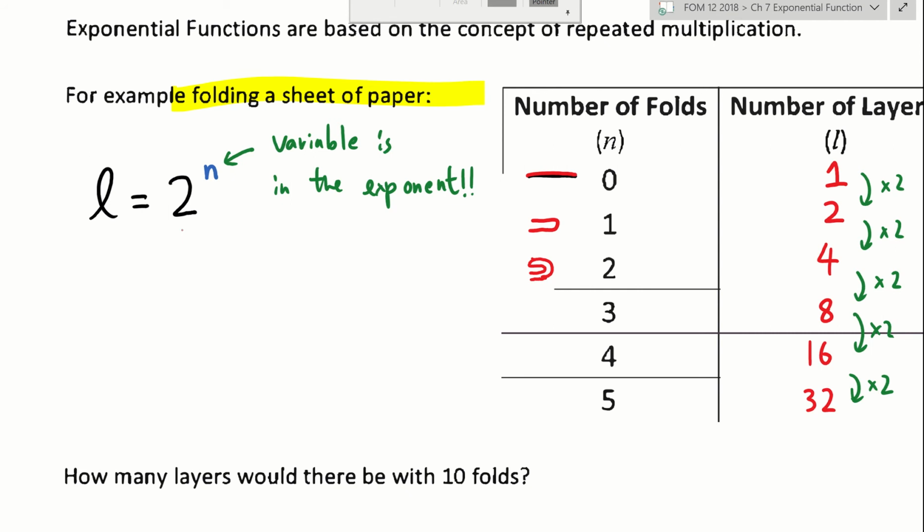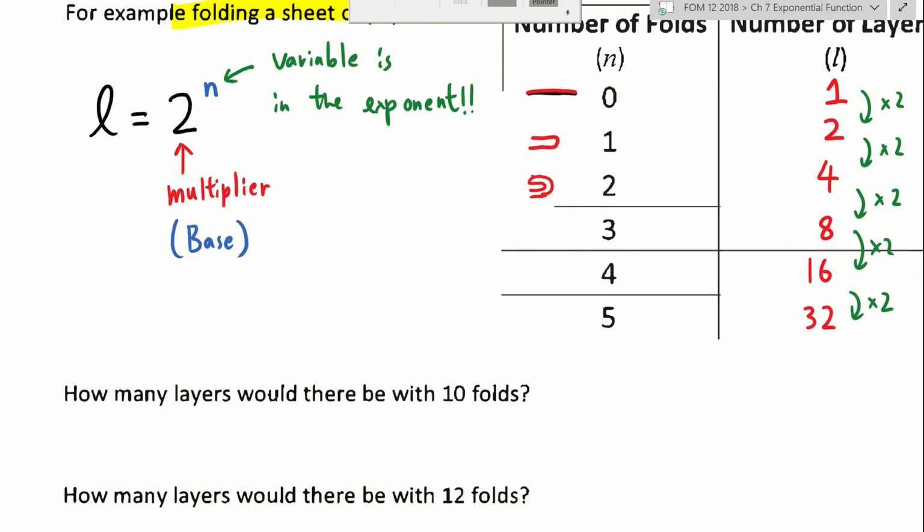This number 2 in here is the multiplier. You could have something that multiplies by 3 every time, but not in our situation; it's going to be 2. This multiplier is what we call the base of the exponent, right? So that's the base.